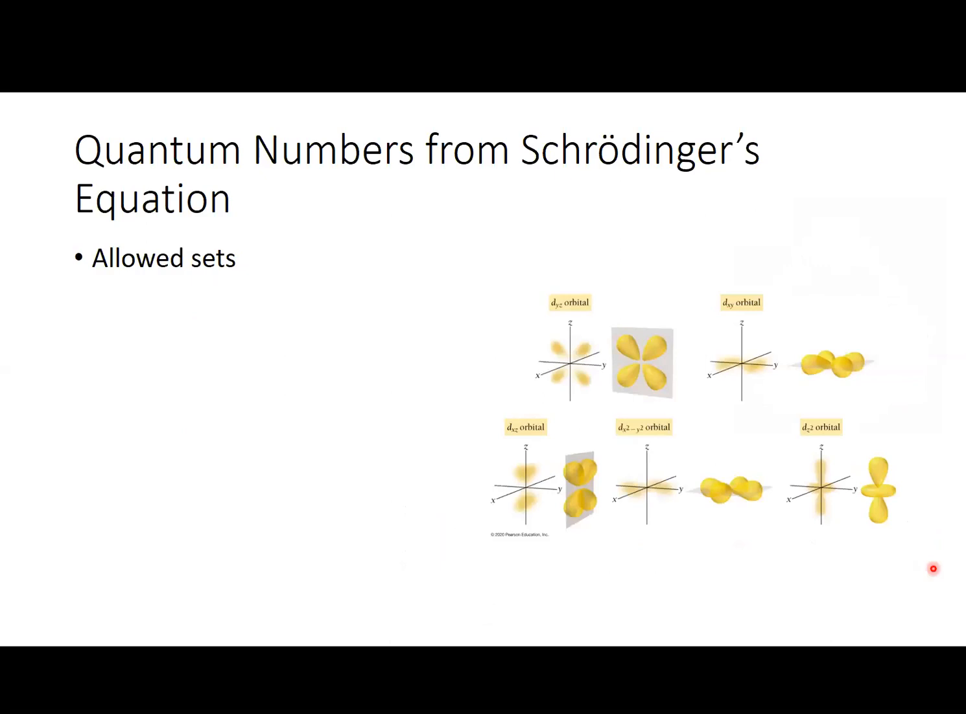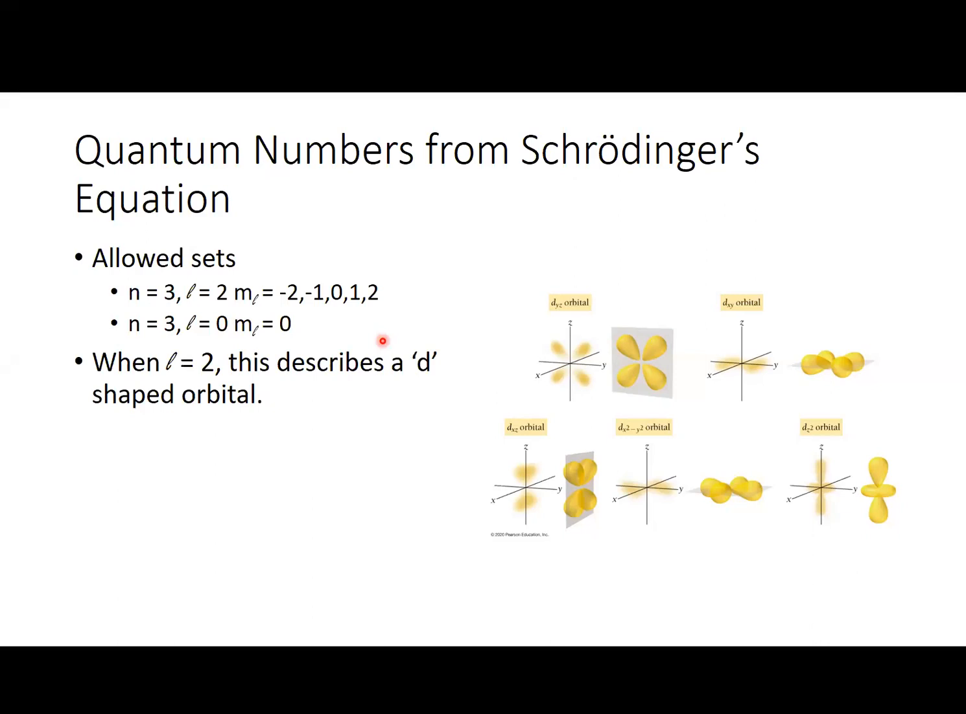Moving up in the world, when n is equal to 3 or more, L can be equal to 2, which means that we can have negative 2, negative 1, 0, 1, and 2, different ways of organizing these. If n is equal to 3, then L can be equal to 0, and m sub L can be equal to 0 as well. So at the third energy level, there's different ways that we can orient these things.